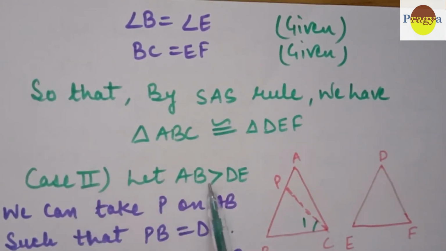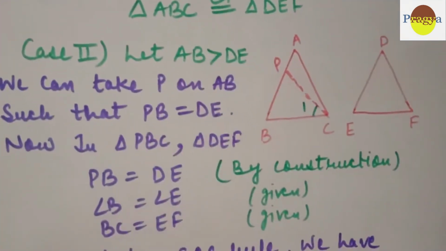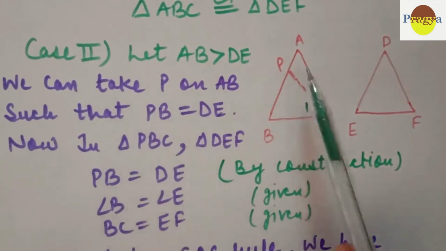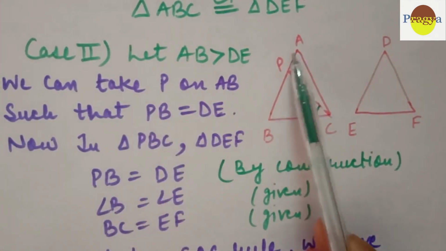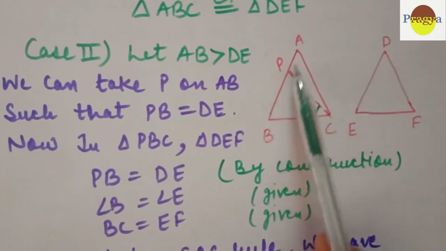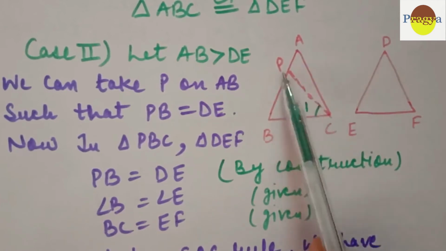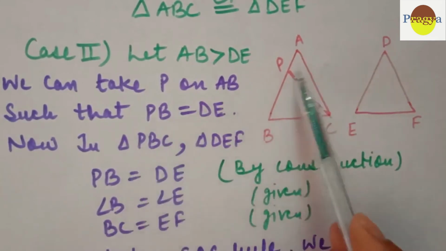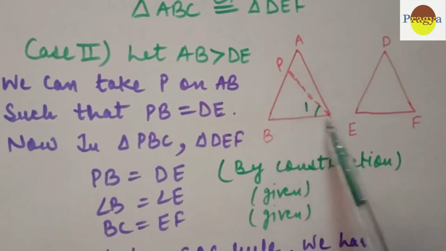Case second: let AB be greater than DE. In case first, they both are equal. Now I am taking AB greater than DE. So what will we do? We can take P on AB such that, because AB is greater than DE, we make these two sides equal to each other. So we will take P on AB such that PB and DE are equal. We will take these two triangles, this small triangle PBC and this triangle DEF.